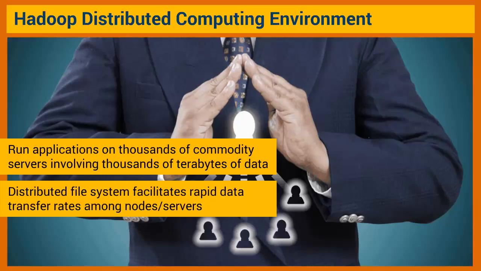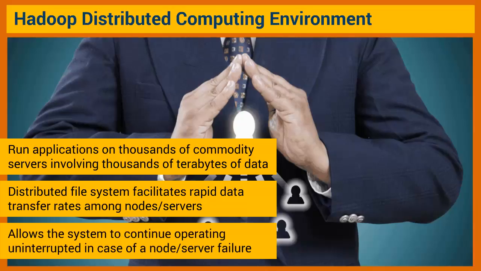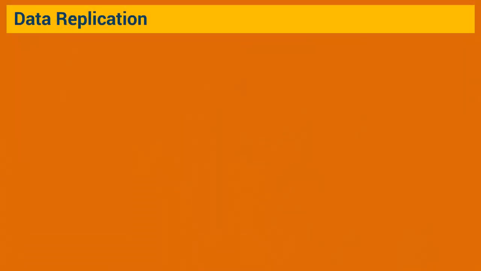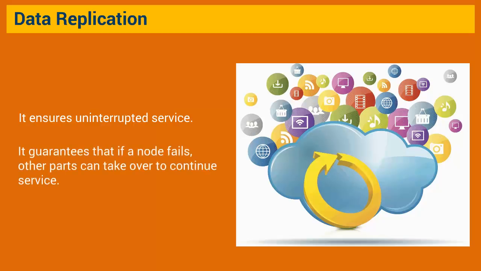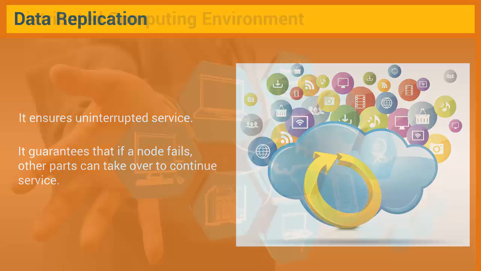Its distributed file system facilitates rapid data transfer rates among nodes and servers and allows the system to continue operating uninterrupted in case of a node or server failure. This ensures fault tolerance and a robust framework for handling big data. Data replication or automation within the Hadoop cloud computing system ensures customers get uninterrupted service. It guarantees that if a node fails, other parts can take over to continue service.